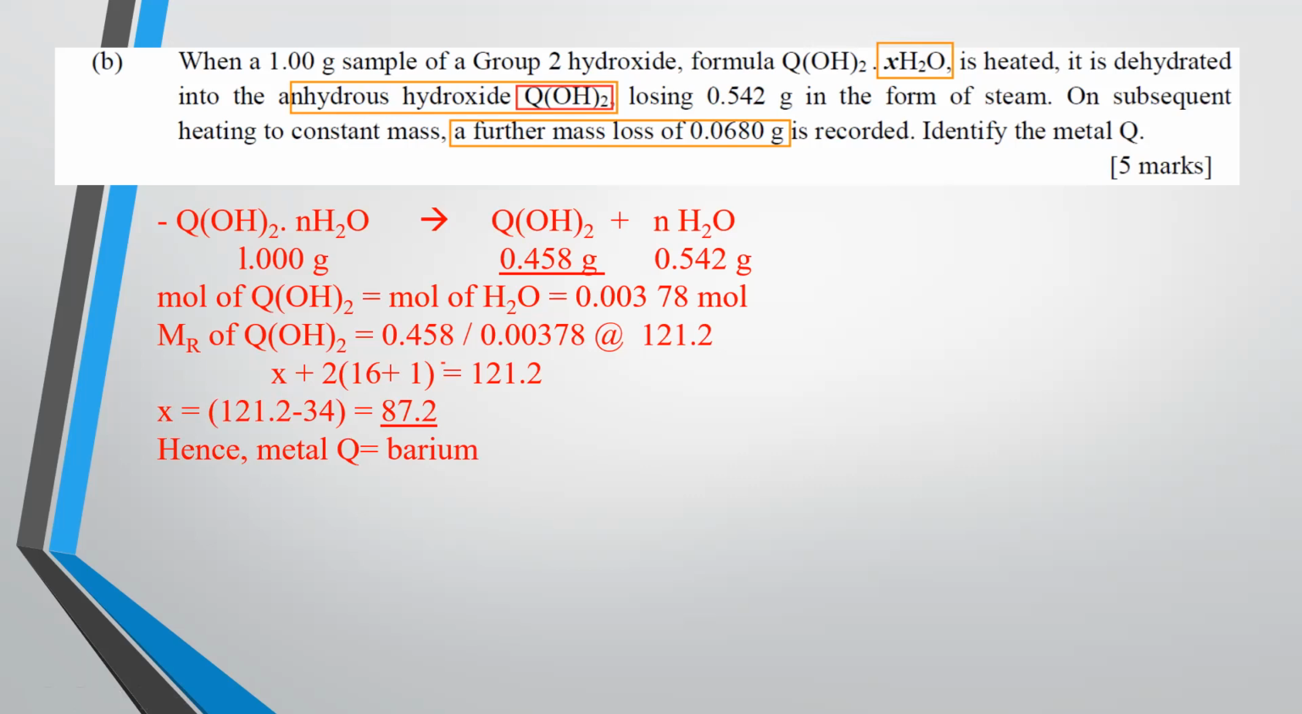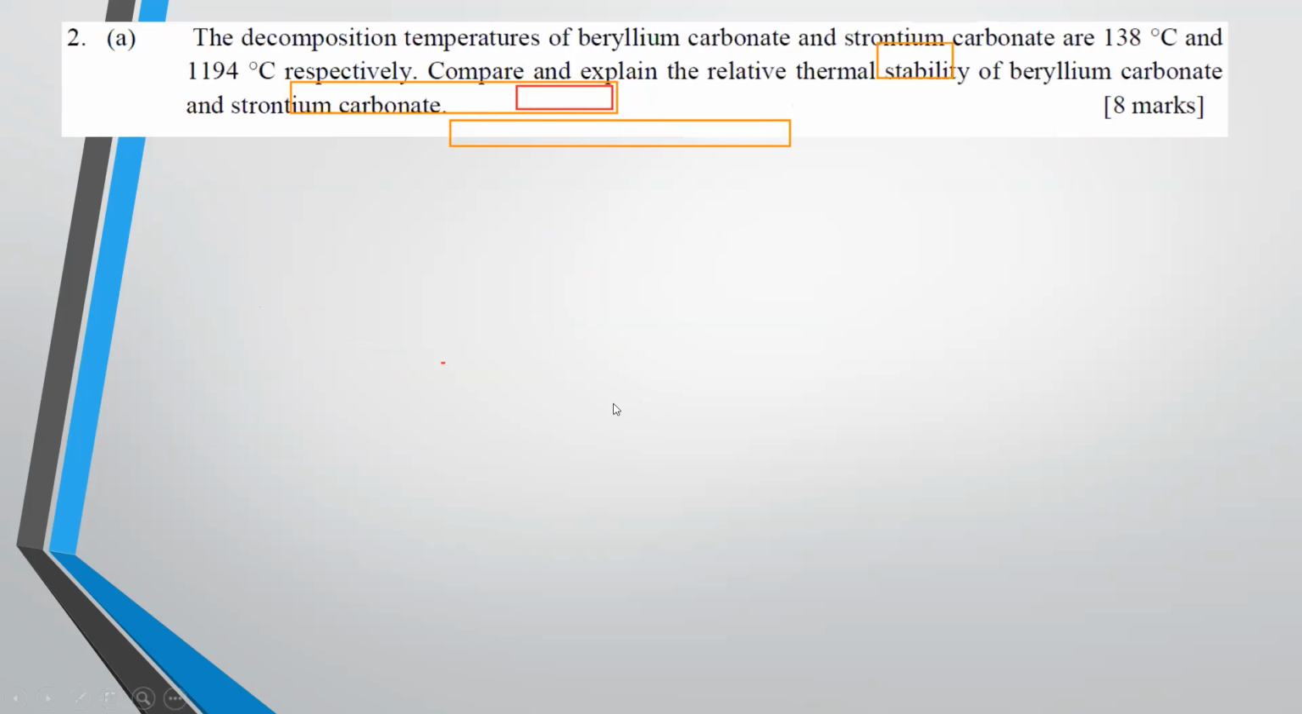Okay, so that is how you are going to calculate for B. Yeah? Okay, so that is for question number 1. So immediately we go to question number 2.